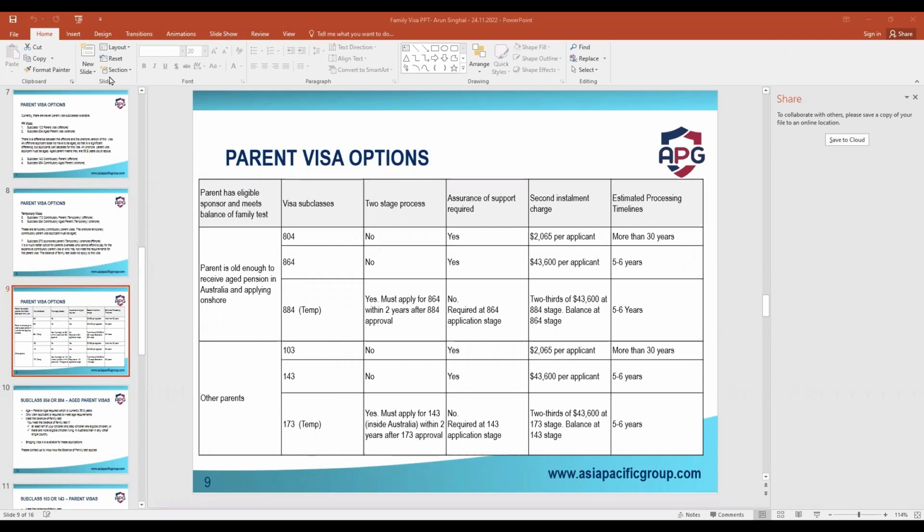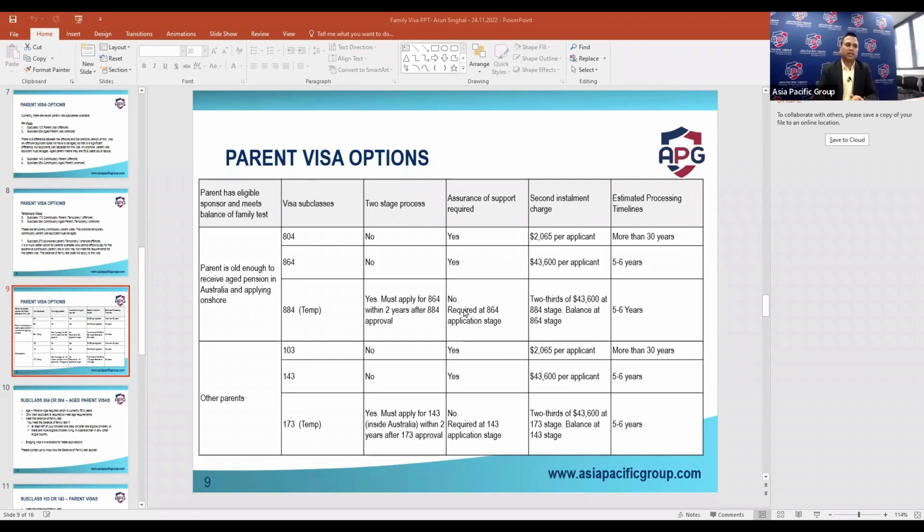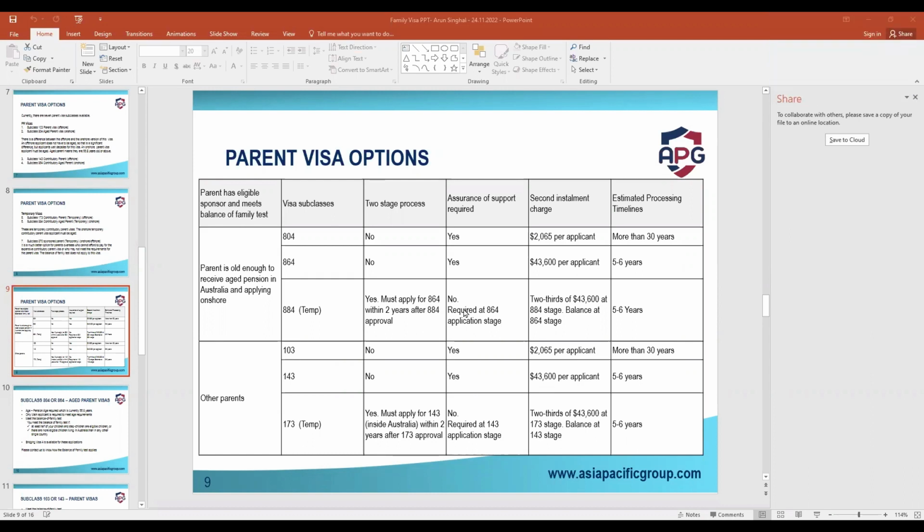My father-in-law is turning 66 and a half only in June, but his tourist visa is expiring in May. So during May he has to apply for another tourist visa? That's right. First we apply for another tourist visa to extend the stay. Once he passes the age threshold, then we can apply for the aged parent visa.